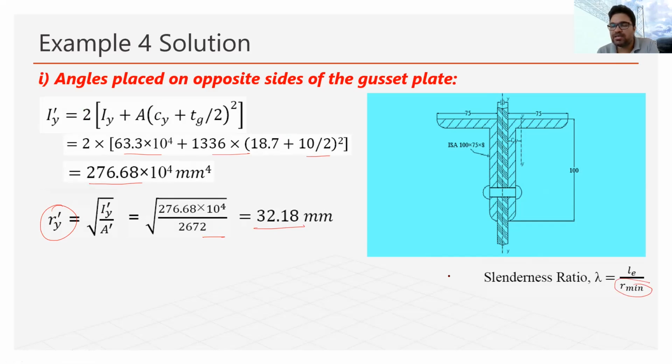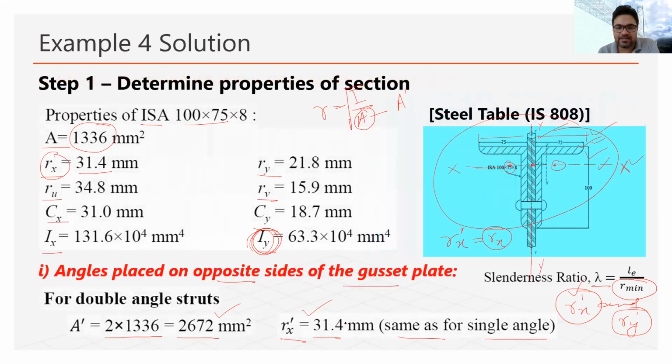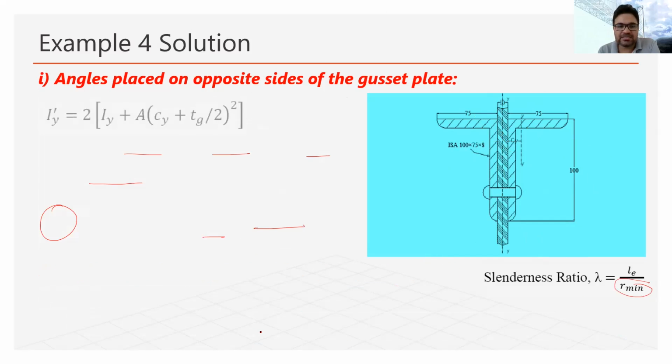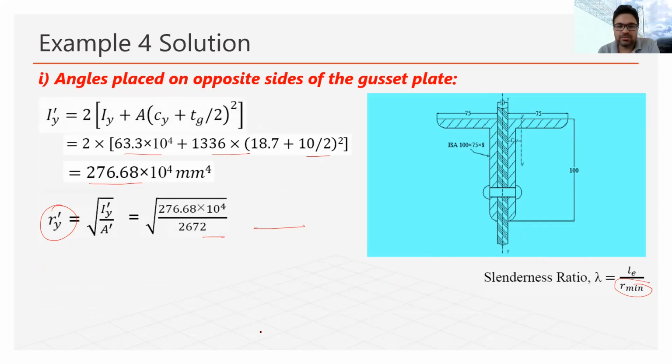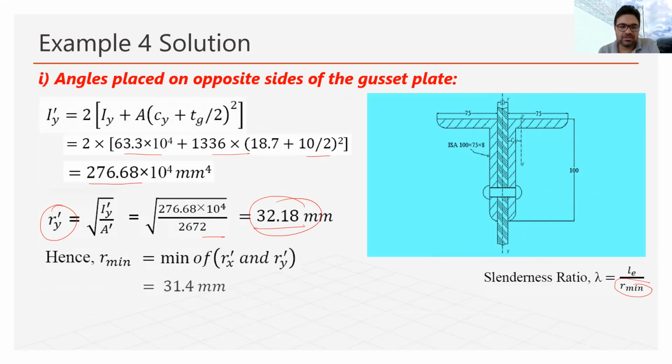R minimum will be the minimum of Rx dash and Ry dash. Rx dash we have already calculated in the previous slide. You can see here Rx dash is 31.4 and Ry dash is 32.18. A very small difference is there, but still we will take R minimum as 31.4 mm. So that is our R minimum. So we have found the value of the minimum radius of gyration.